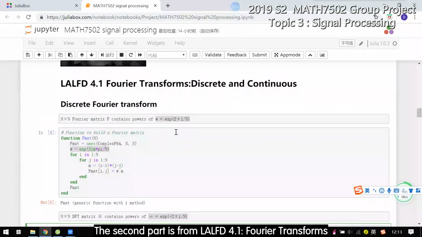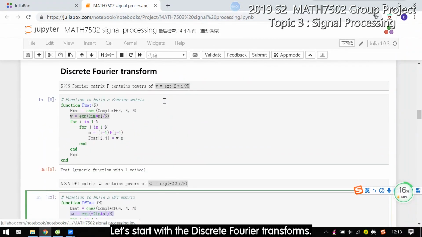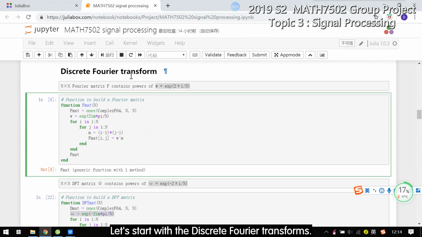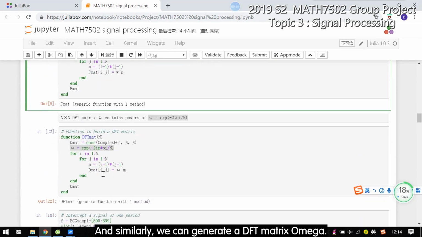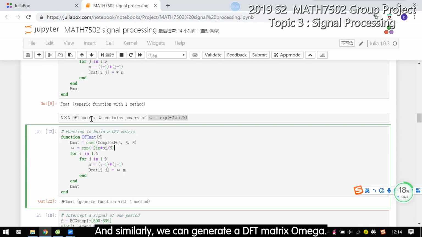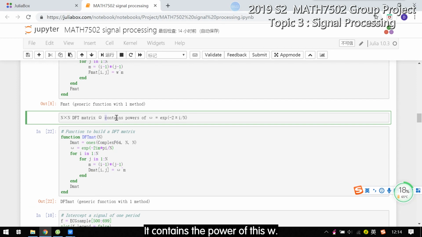The second part is from the LAFD 4.1, Fourier transforms. Let's start with the discrete Fourier transform. This function is to build the n times n Fourier matrix F. It contains the powers of this omega, which is defined here. And similarly, we can generate a DFT matrix omega. It contains powers of this omega, which is defined here.